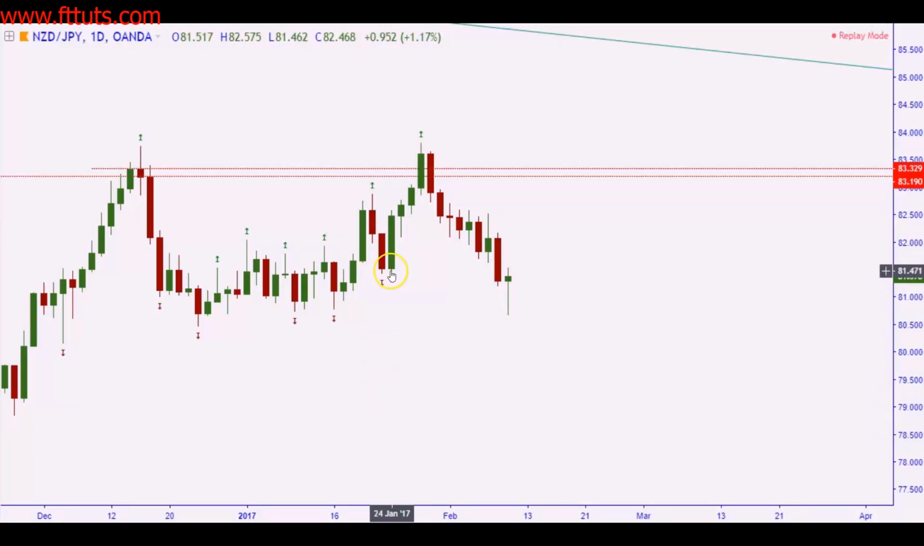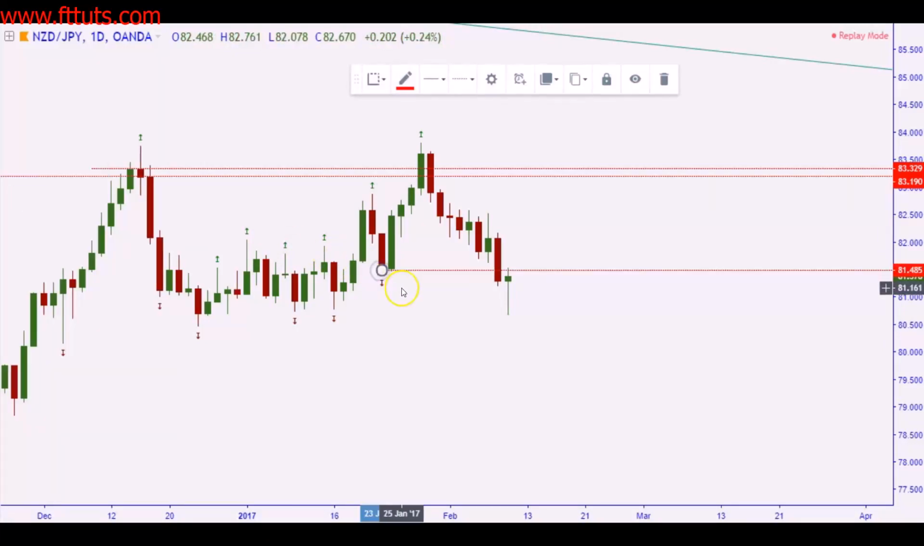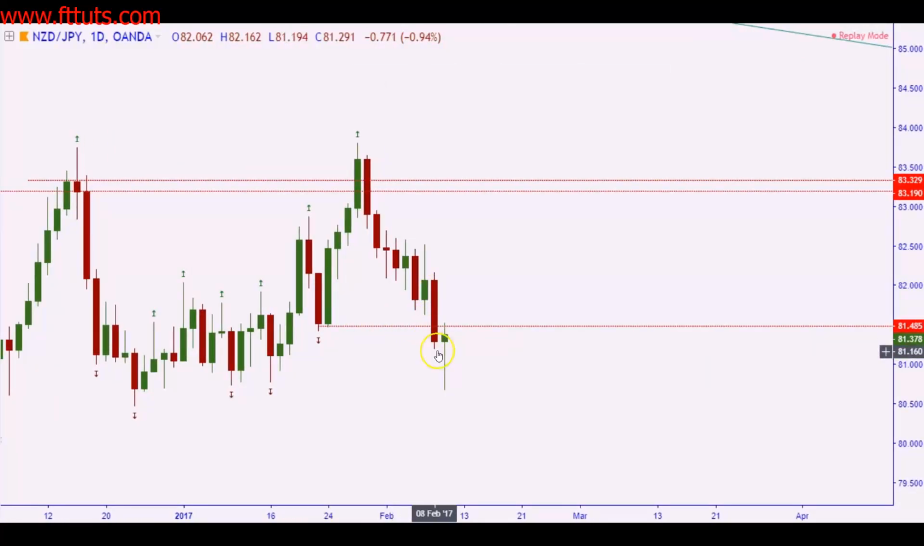We broke a fractal right here, right? So I'm going to mark this fractal level, because now I'm going to look to trade short off of the market bounce. All right, so the market violated this level. I'm going to watch it pull back to this level, and then I'm going to short it.